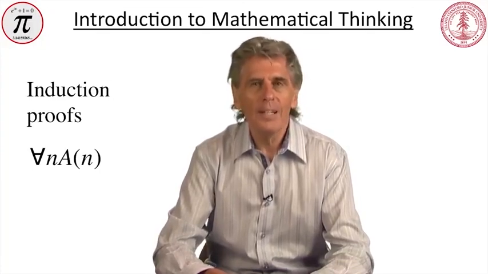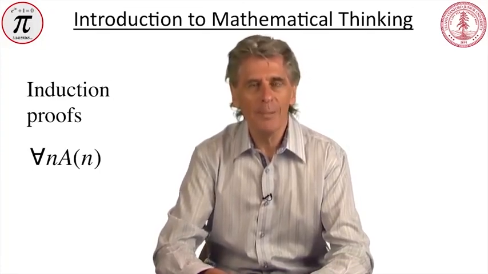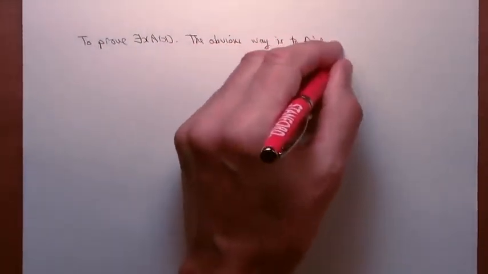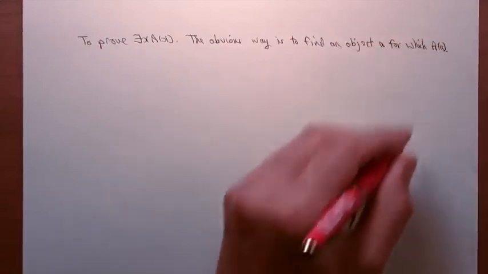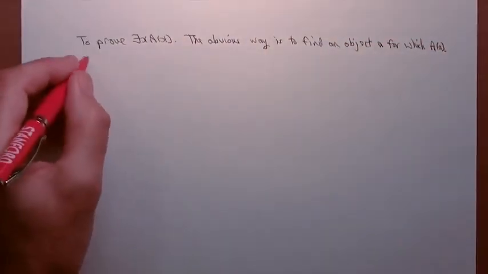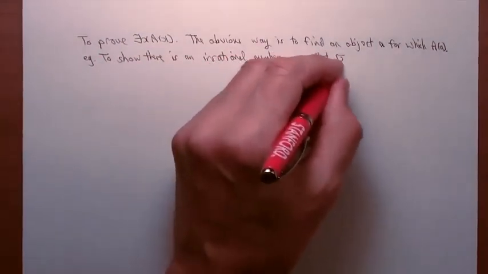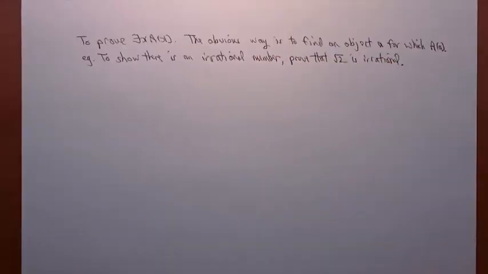But first, let's look at how we might prove an existence statement. We want to prove there exists x such that A(x). The obvious way is to find an object a for which A(a). For example, to show that there's an irrational number, just prove that the square root of 2 is irrational, which we did.